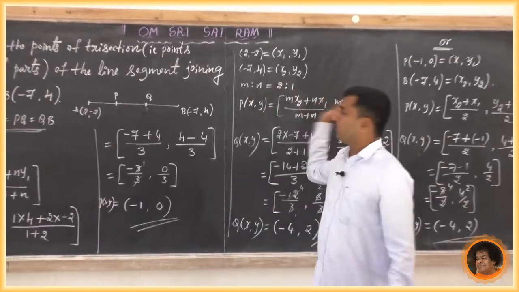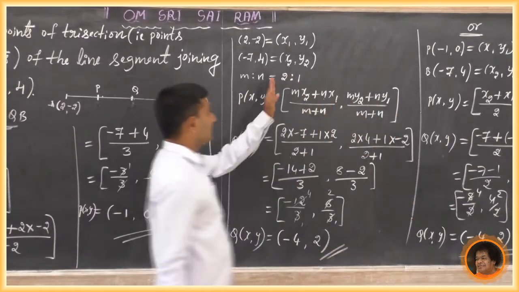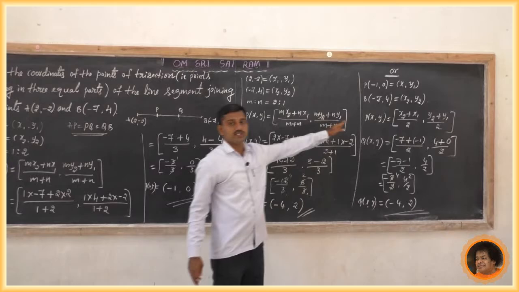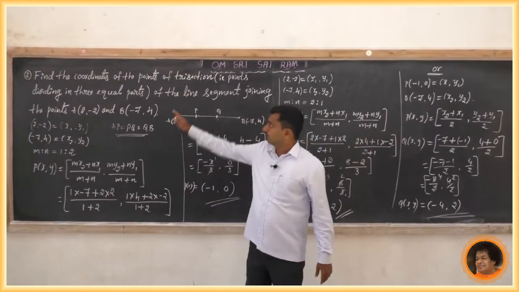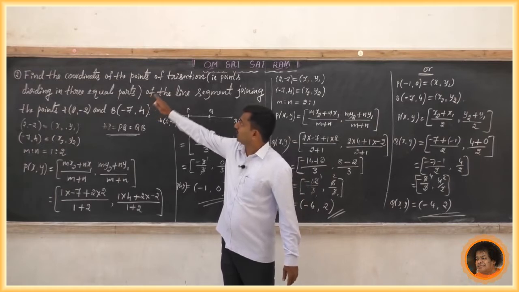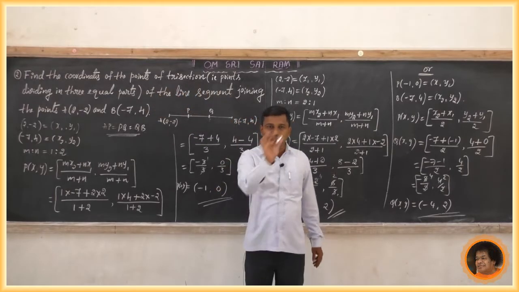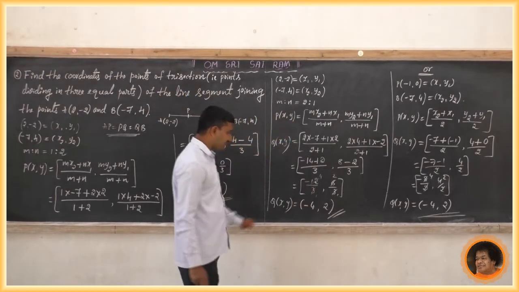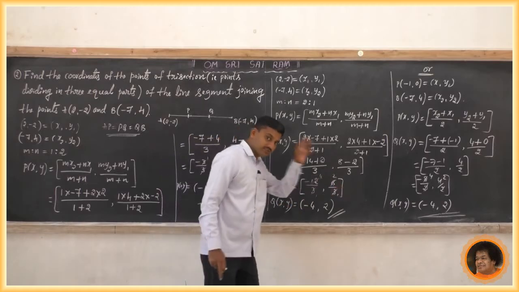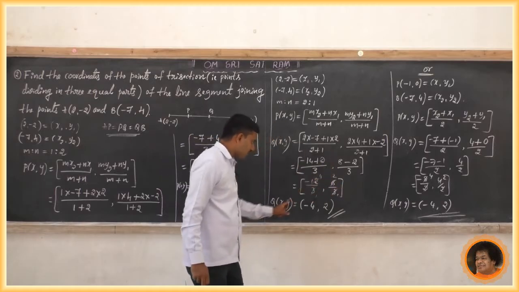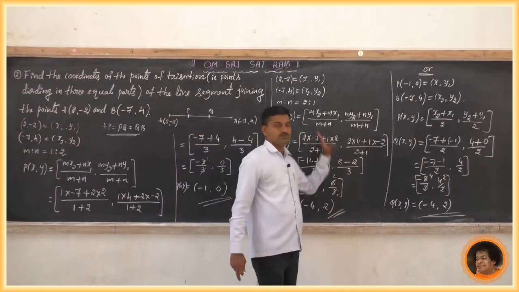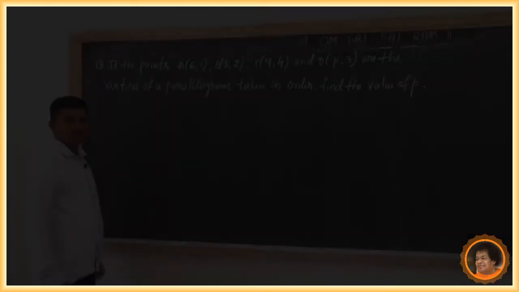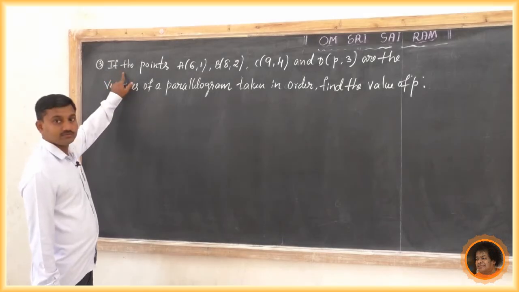So you may use any one of the methods, either the section formula or the midpoint formula, to find the trisection points. So here we find the coordinates of the points of the trisection. Therefore, the last line you have to write: the trisection points are minus 1, 0 and minus 4 comma 2. So I think it is clear. Next we pass on to the next question.